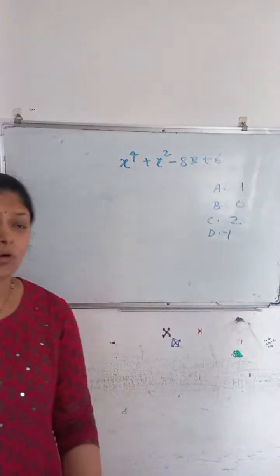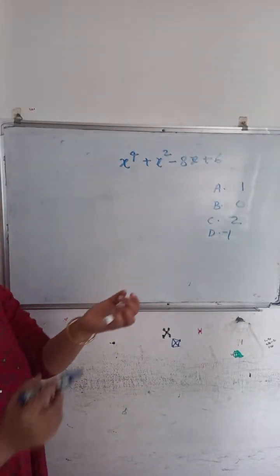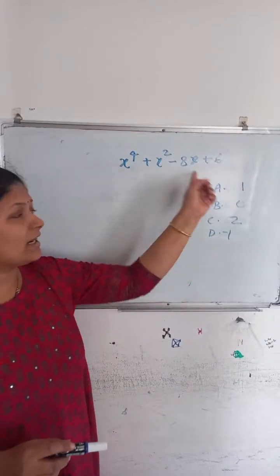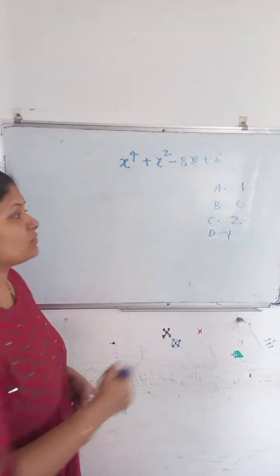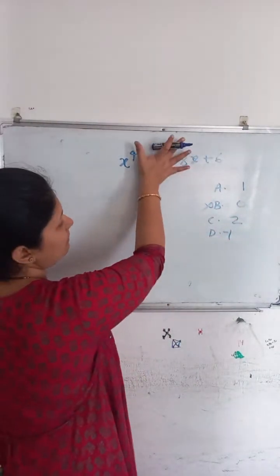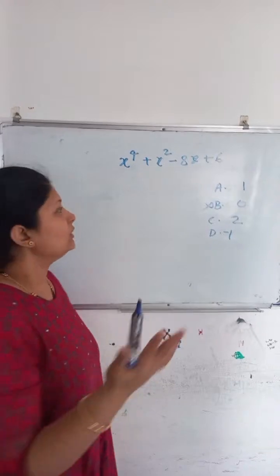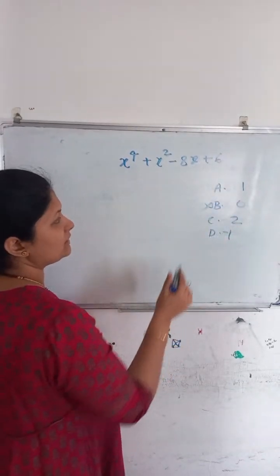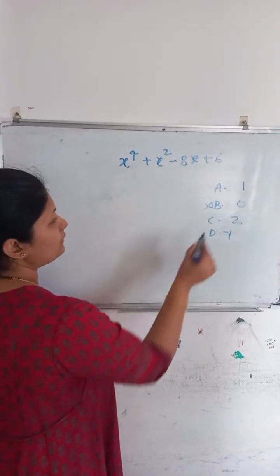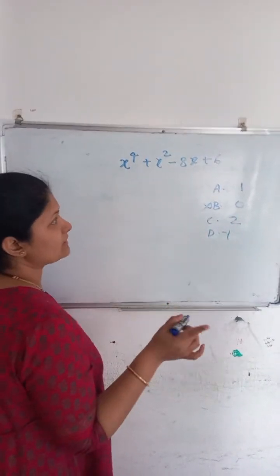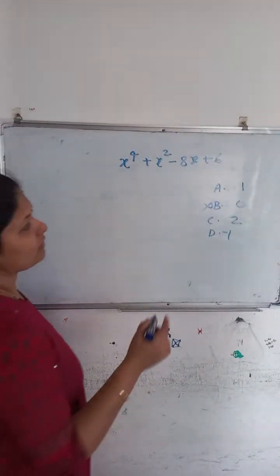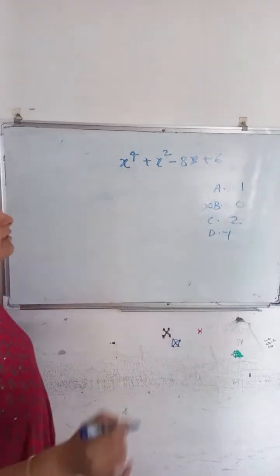By observing this question, zero of the polynomial means after keeping the value, the entire answer should come 0. So 0 is skipped, because if we keep 0, this part will become 0 and 6 will remain. So use logic. B is discarded. What remains? 1, 2 and minus 1. If you take 2 also, you will not get the answer. You can solve and check. And if we take minus 1 or 1, there is a high chance to get 0.